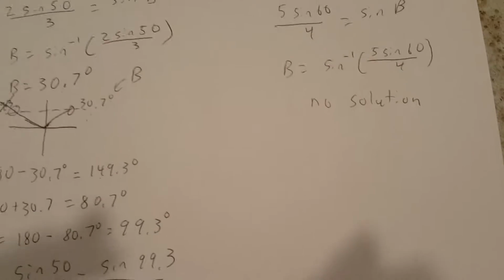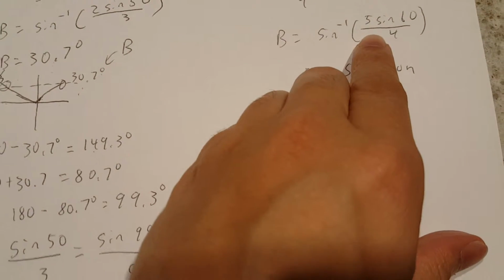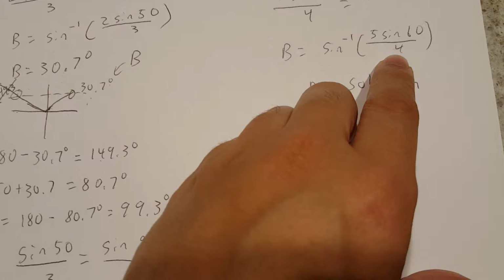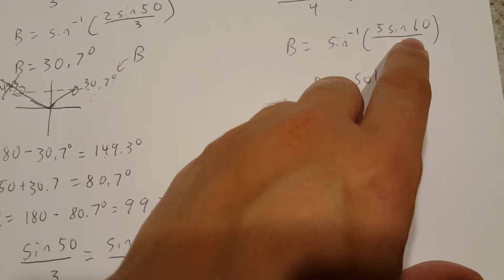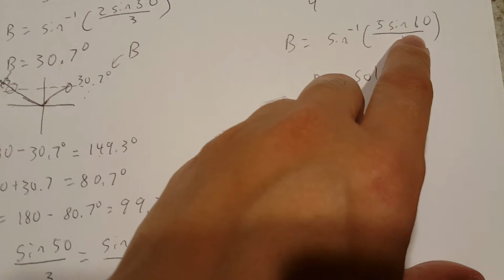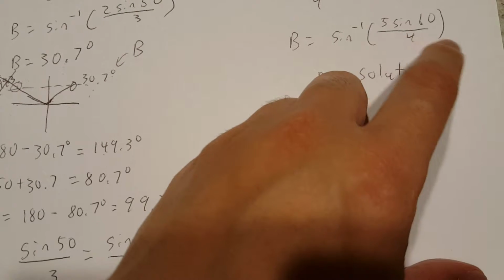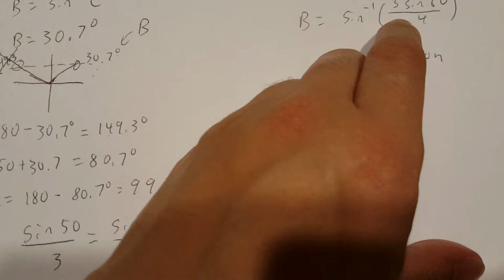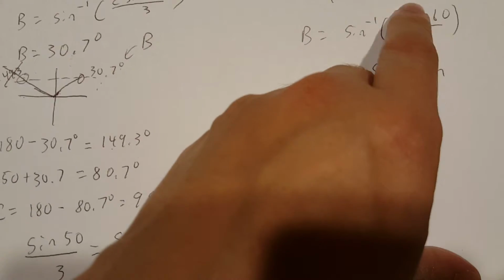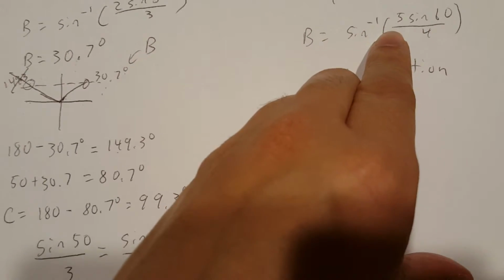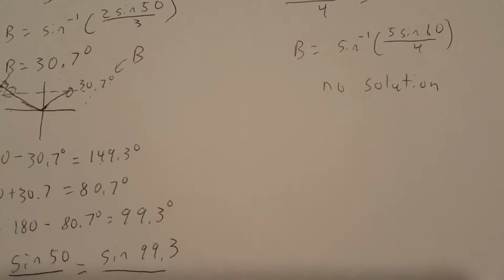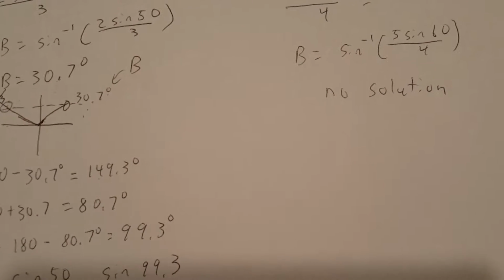And you could actually tell by looking at this, because 5 divided by 4 is a number bigger than 1. Sine 60 is root 3 over 2, which is less than 1. So this is still going to be bigger than 1, and the inverse sine has to be from -1 to 1. But if you don't catch that right away, you could just put it into your calculator and you'll see that there's no solution.